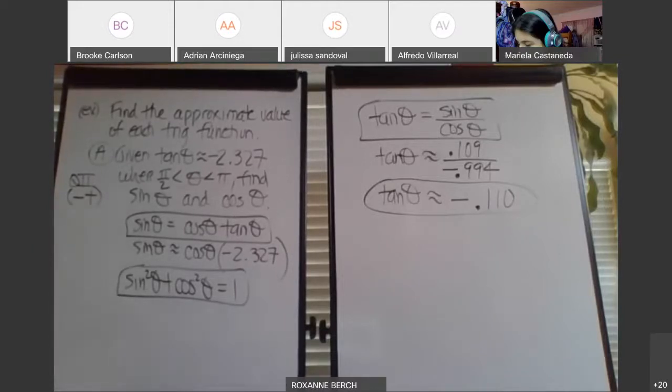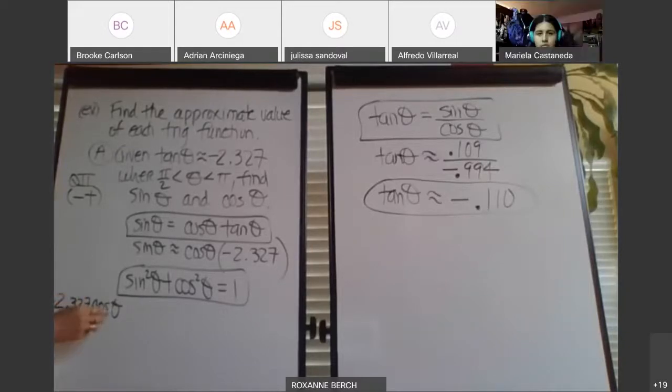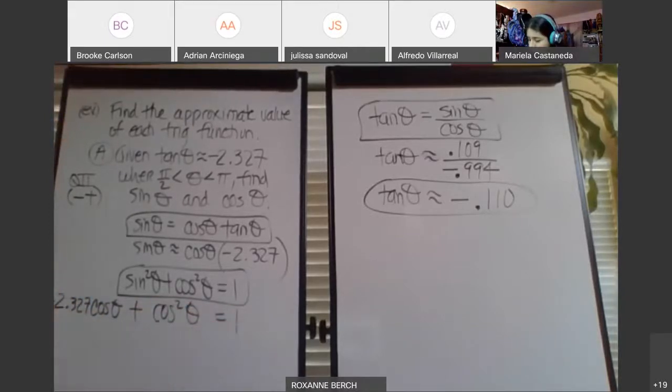So what do we do then? Well, we can take this sine out and put this in, because aren't these equivalent? So I'm going to take this out and I'm going to put cosine of theta in front. Negative 2.327 times cosine of theta, squared, plus cosine squared of theta equals 1. Let me explain what I did.